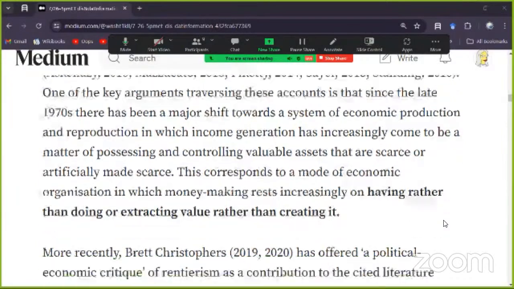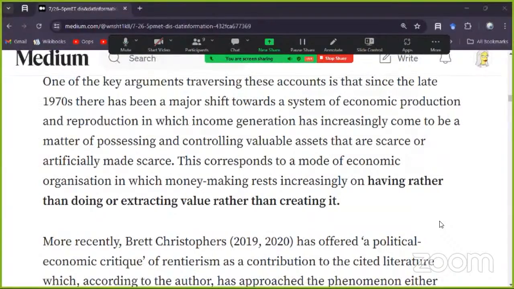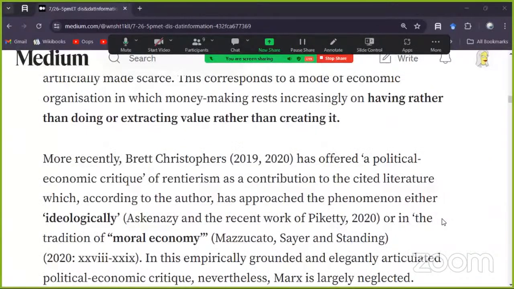There are going to be real scarcities at a certain level, but much of it, the idea of trying to drive economies by manufacturing scarcity, is the underlying problem of mainstream economics. This corresponds to a mode of economic organization in which money-making rests increasingly on having rather than doing, or extracting value rather than creating it. And more recently, Christophers has offered a critique of rentierism as a contribution to the literature.